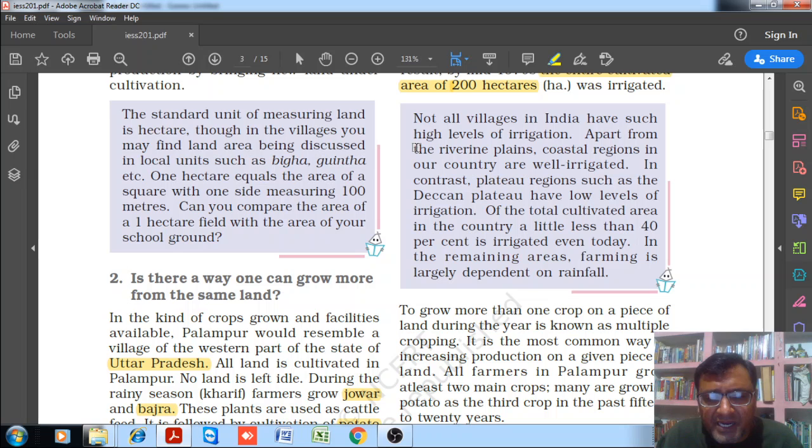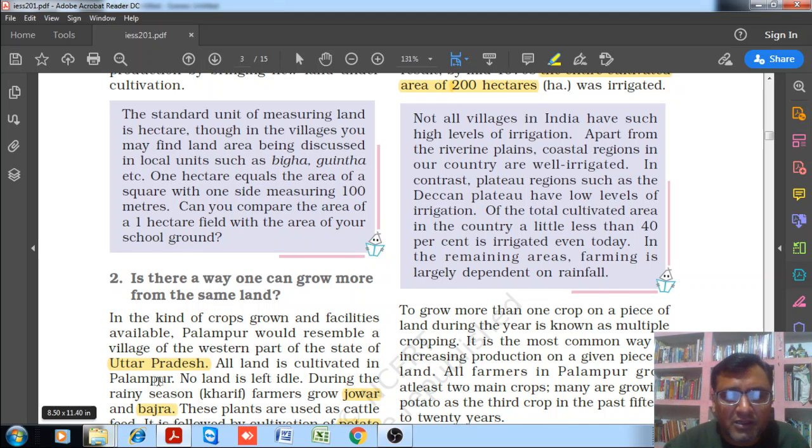In the remaining areas, farming is largely dependent on rainfall. So this is the basic information regarding irrigation data of our country: out of the total cultivated land, 40% is under irrigation and 60% of cultivable land depends on rainfall. So even today, although we have developed so many things, due to some natural circumstances and physical characteristics, we are unable to develop irrigation facilities in those areas where it is very difficult, like the Deccan Plateau.